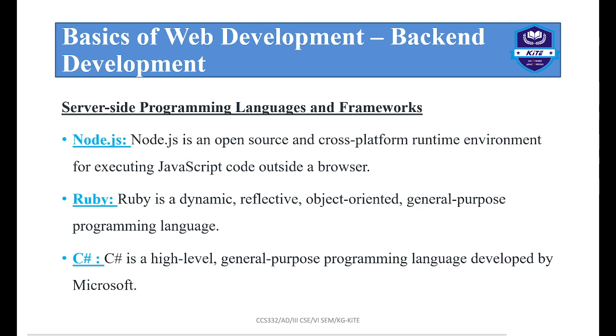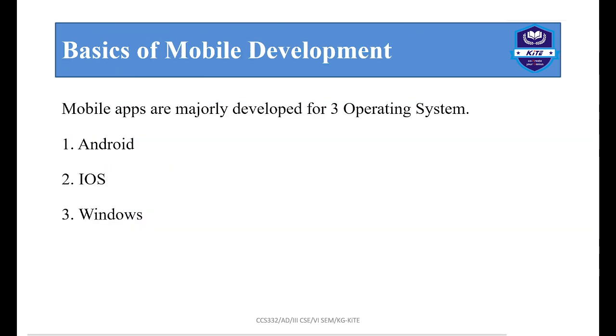It is an open source and cross-platform runtime environment for executing JavaScript code outside a browser. Ruby is a dynamic, reflective, object-oriented, general-purpose programming language, whereas C Sharp is a high-level, general-purpose programming language developed by Microsoft.